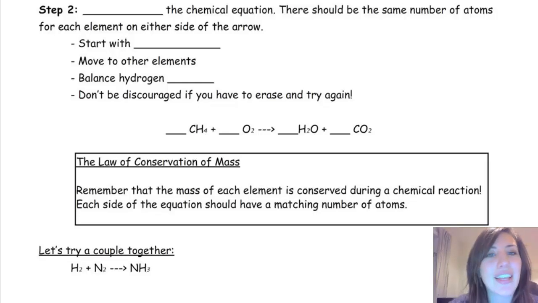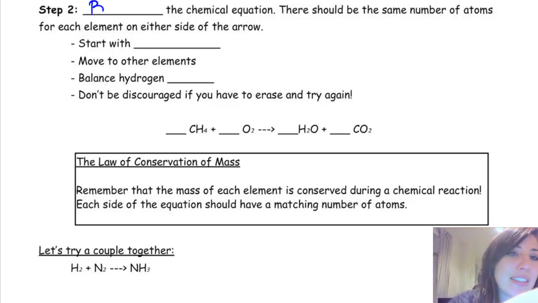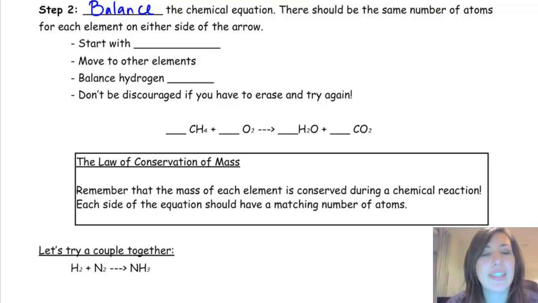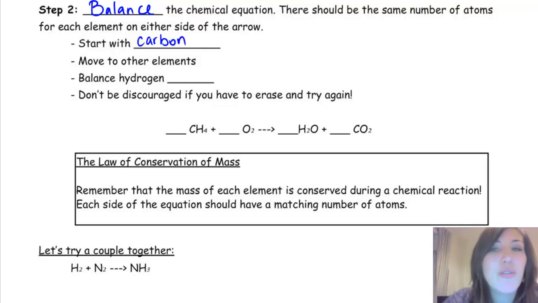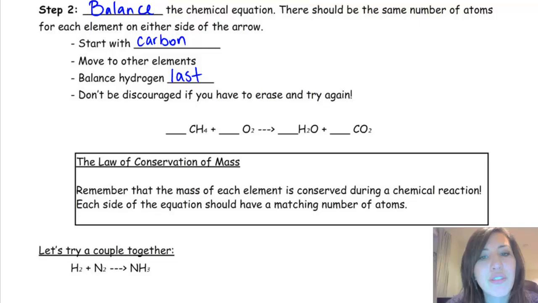Alright, once you've done that skeleton equation, you're on to step 2, and you're going to balance that chemical equation. So there should be the same number of atoms on either side of your arrow. What I would suggest is that you start with carbon, then you move on to all the other elements, but I like to balance hydrogen last. I just find that to be helpful because there's often quite a few hydrogen atoms, and usually they're pretty close to being balanced by the end.